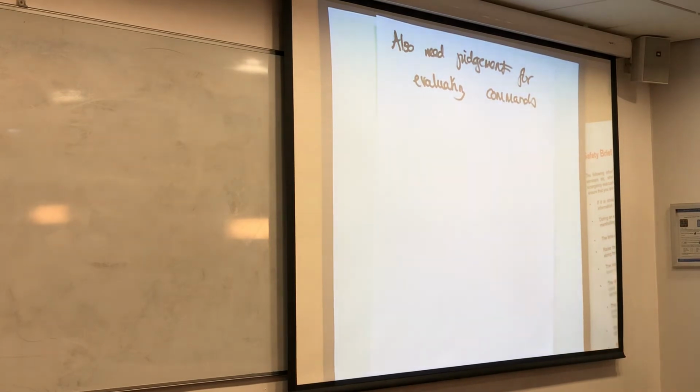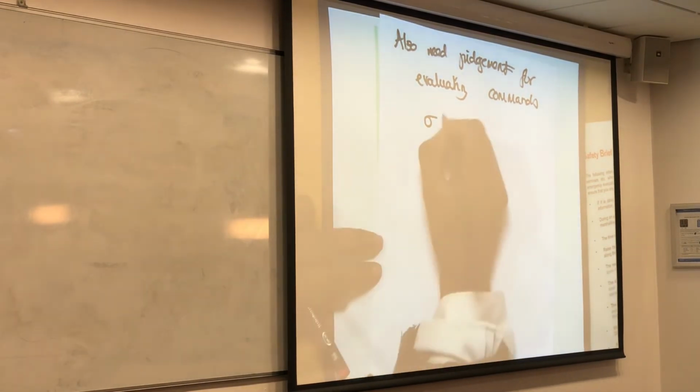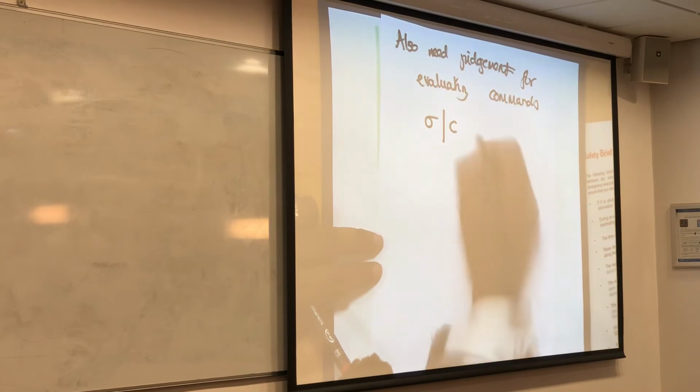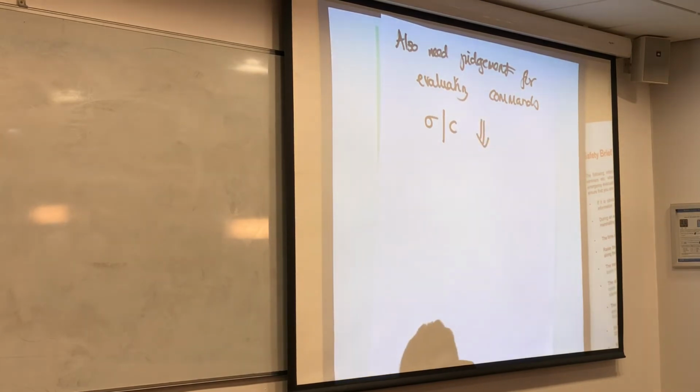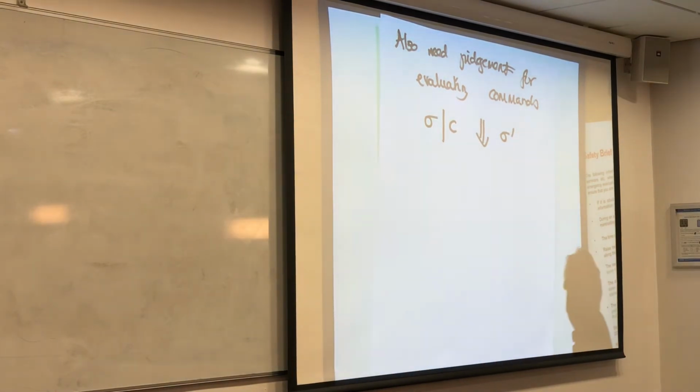We need something to evaluate commands. So what does that look like? Well, obviously it'll have to start with a memory. So we'll have in a memory sigma, we'll evaluate a command. That'll evaluate to, well, you'll change the memory, and you think, oh well, and what do I get?